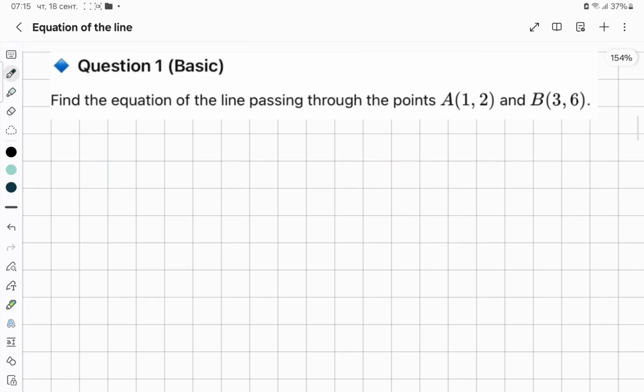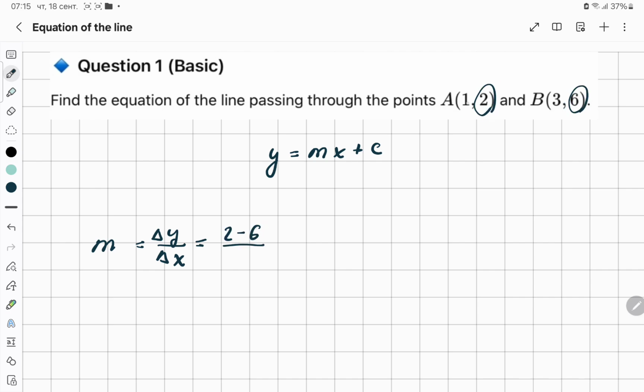Question 1, a basic one: find the equation of the line passing through points (1, 2) and (3, 6). First of all, I'm going to write the equation of the straight line, y equals mx plus c, and m, according to the formula, is delta y over delta x. So let's choose 2 minus 6, and delta x, 1 minus 3. It is negative 4 over negative 2, which is 2. Okay, so we have found the slope. The slope is now 2.